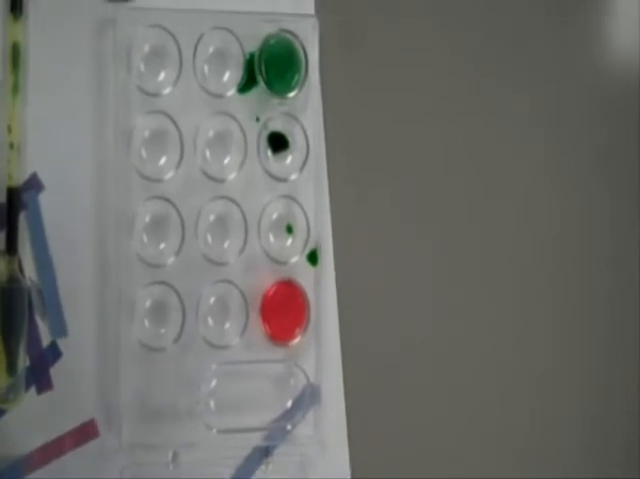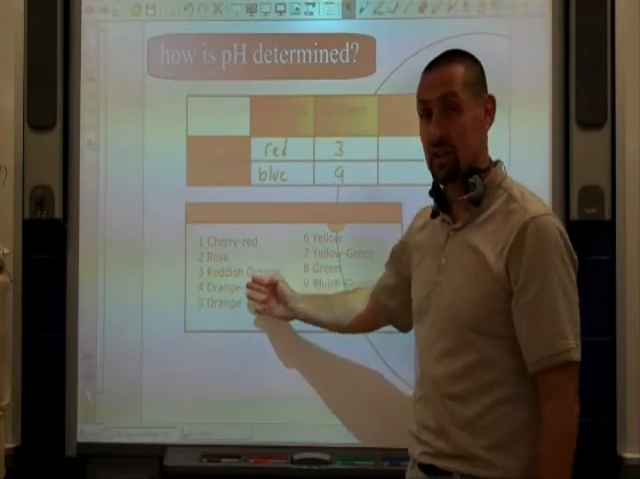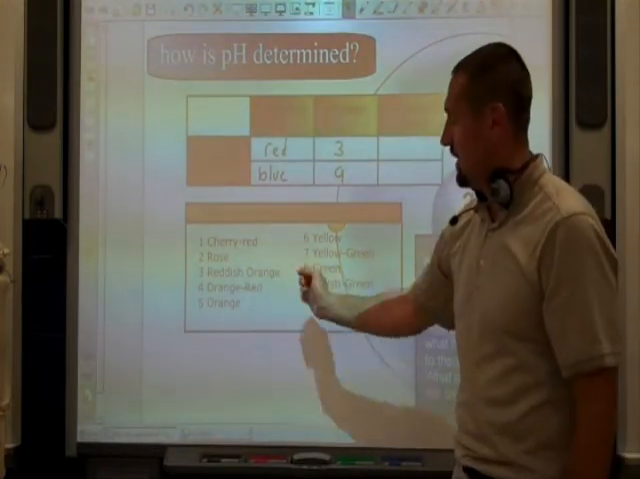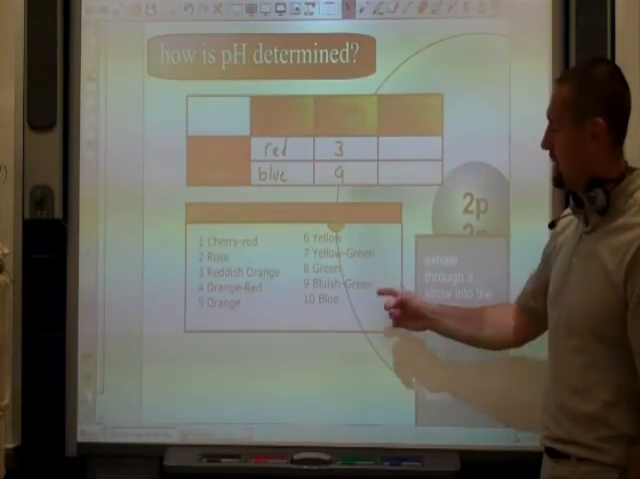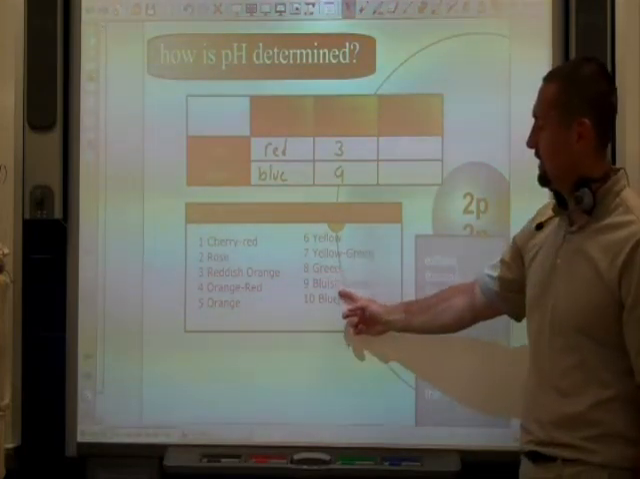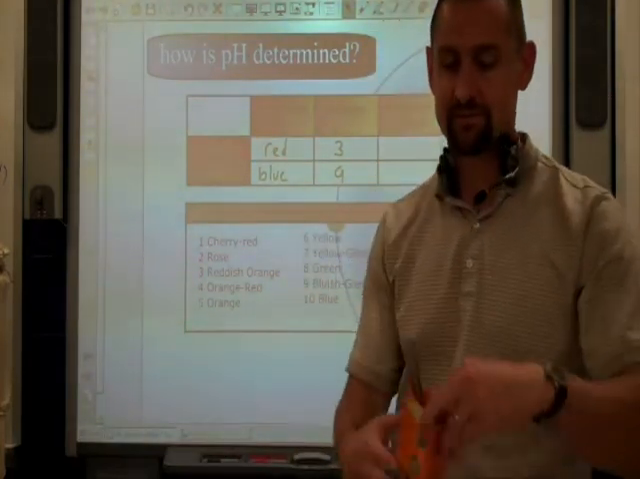So notice when we put the indicator solutions in, one is green, the other turns orange. So what do those colors mean? You'll notice that a reddish orange color might give us a pH of 3, which is consistent with our Sprite. And a green color will give us a pH of 8 to 9, which is consistent with our baking soda.